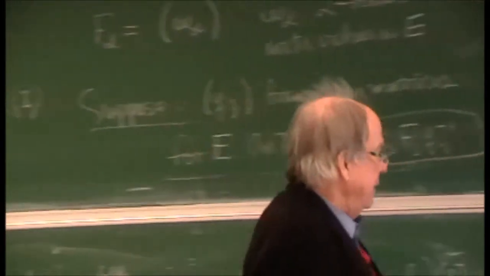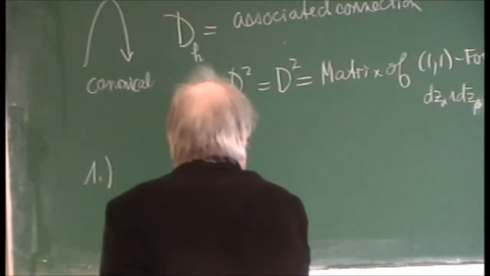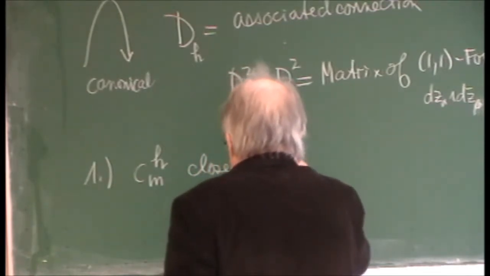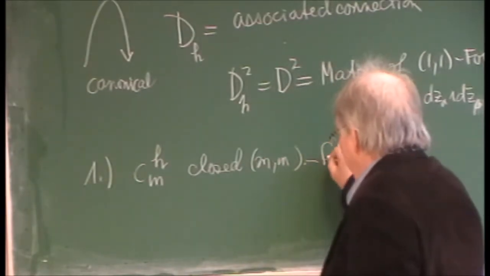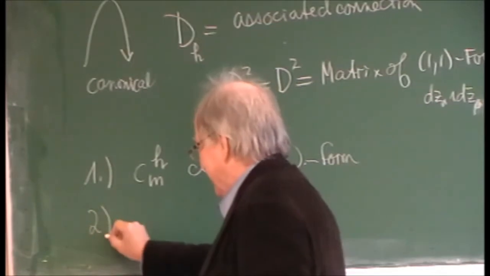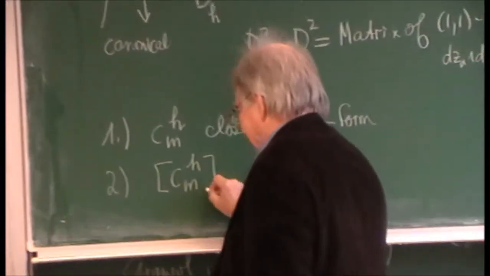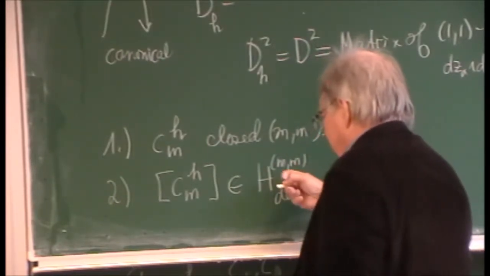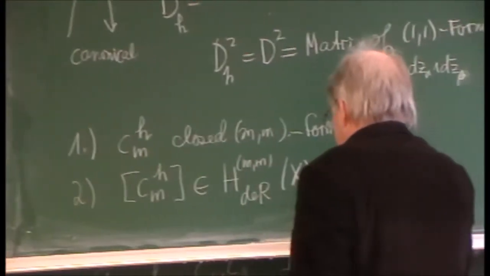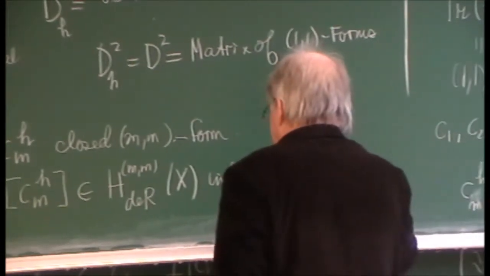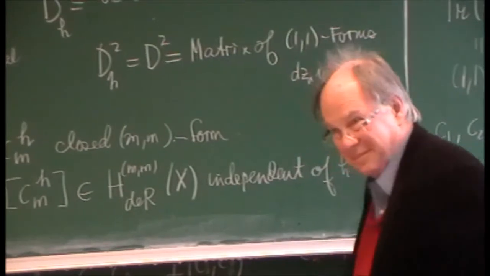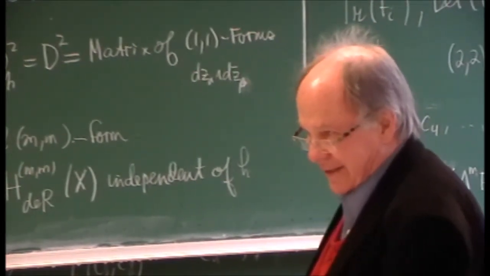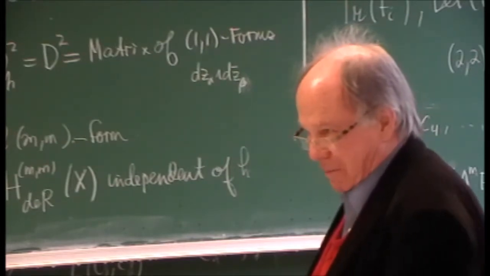So the first remark, which was proved by Chern, I guess, is that these forms Cm, depending on the matrix, are closed (m,m) forms. So that makes you happy. Secondly, the Chern class of type (m,m), so differential forms of type (m,m) on X, is independent of the connection, but I like to take a Hermitian metric. This is an invariant of the bundle.